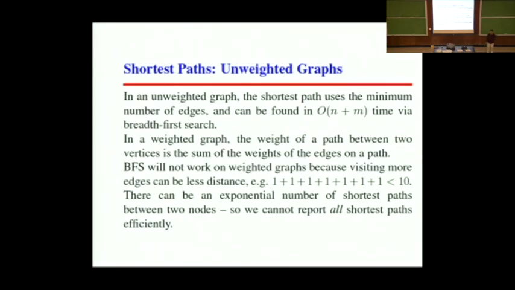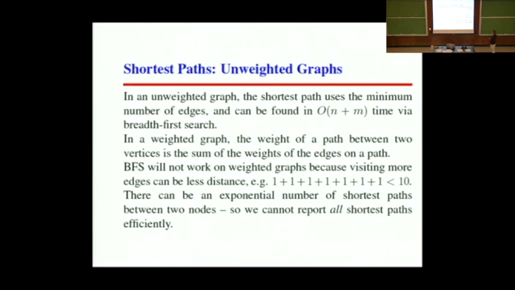Any questions? So the first thing to know about shortest paths that's going to be important is that in an unweighted graph, we could use breadth-first search to find the shortest path from one node to any other node, and that would be linear time. It should also be clear why breadth-first search will not work in weighted graphs, because the shortest weighted path might use very few hops. Any questions?